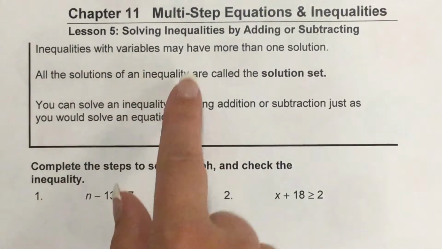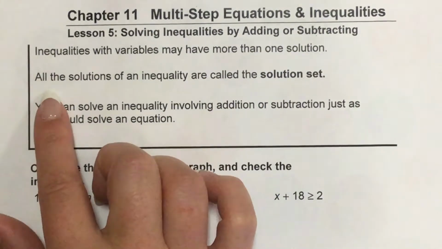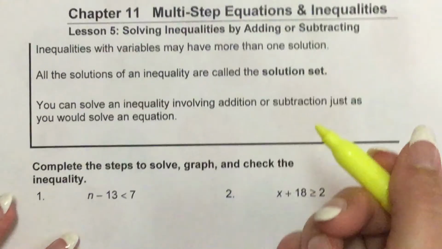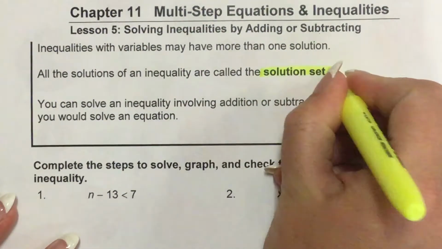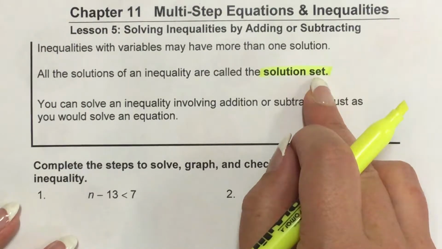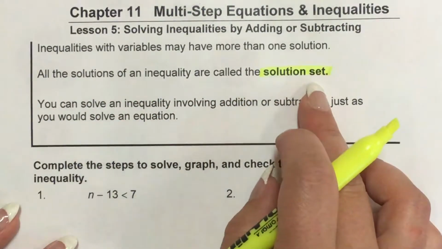Inequalities with variables may have more than one solution. All the solutions of an inequality are called a solution set. And a set is sometimes just a word used for a group of numbers. So all the solutions of an inequality are called a solution set.